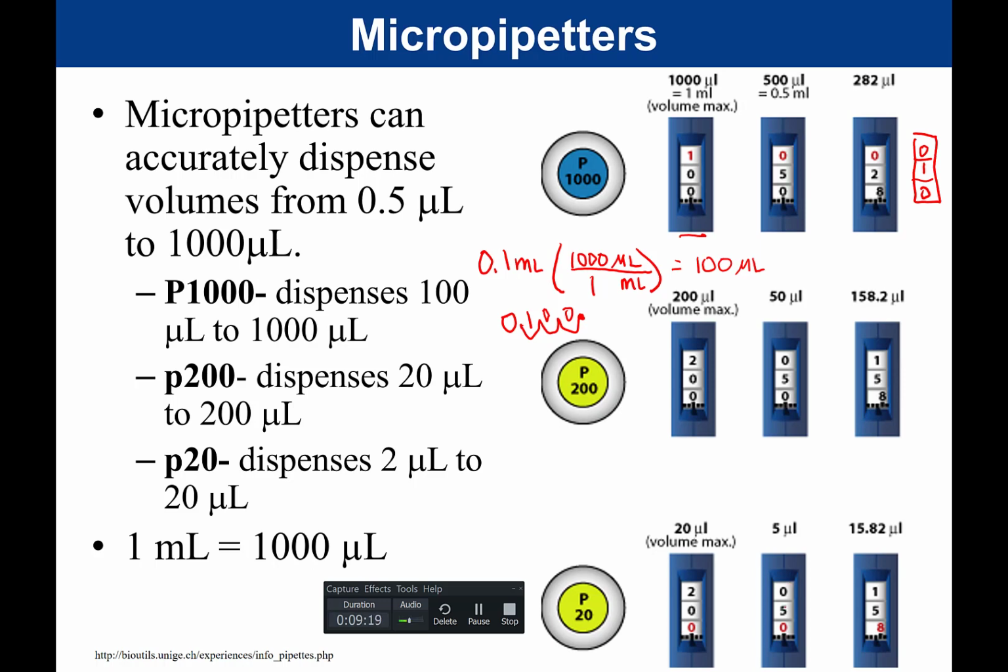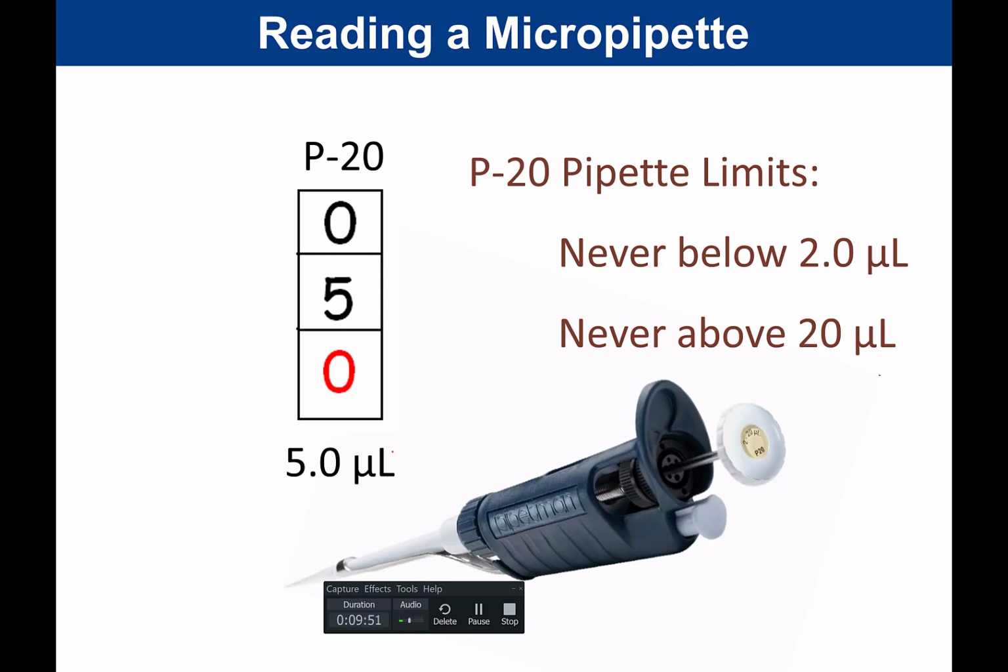If it reads 050, 0 in the tens, 5 in the ones, and then nothing after the decimal, so that pipette would be set at 5 microliters. And then lastly, if it reads 158 and then one little line to the left, that is going to be 15.82 microliters. And so this is how we read our micropipettors to determine our volumes. So again, if we're looking at a P20, for example, the maximum is going to be 20. The minimum is 10% of that, which is 2.